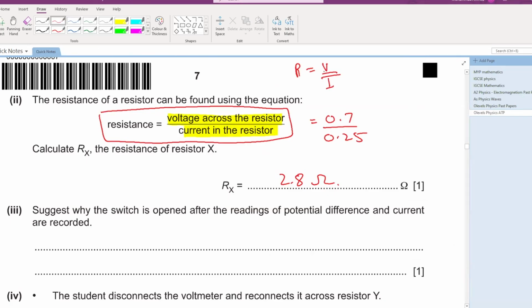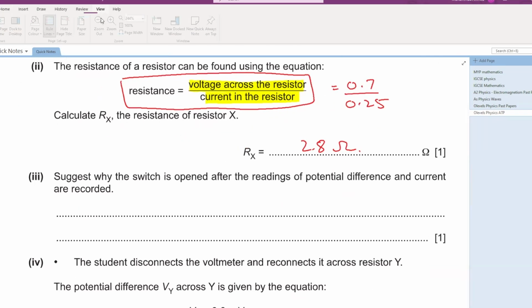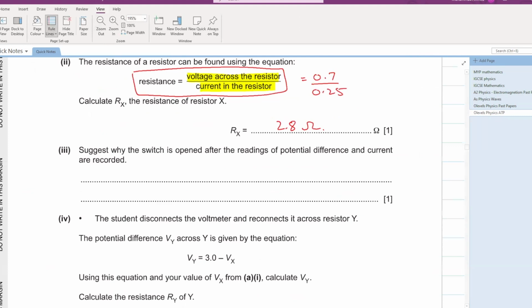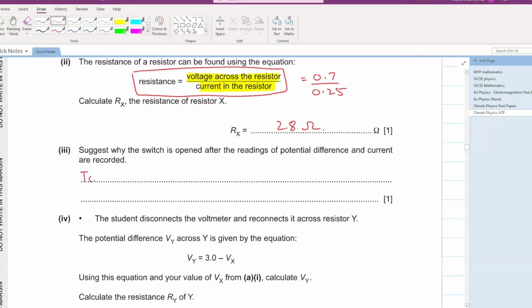Suggest why the switch is opened after the readings of potential difference and current are recorded. Now, this is a good practice. Whenever you have taken the readings from the voltmeter and the ammeter, you always open the switch. Why? To prevent overheating of the resistors or to prevent overheating of the circuit. You can write it here: to prevent overheating of resistors slash circuit. Nothing complicated here, bhai. चलो आगे बढ़ते हैं बेटा.